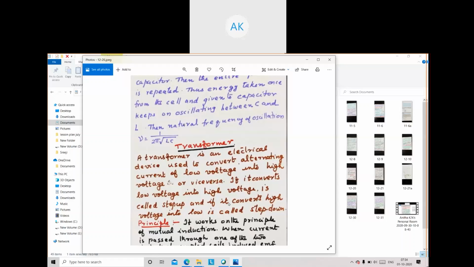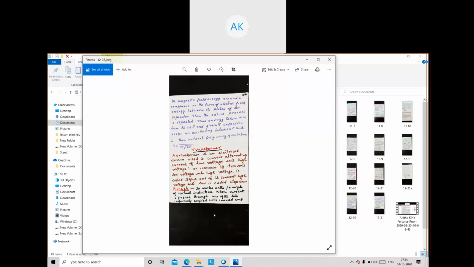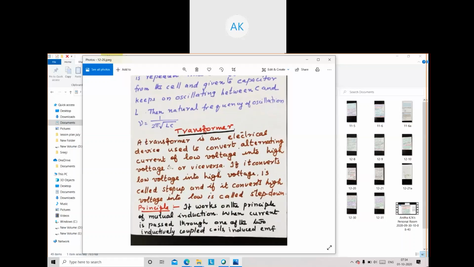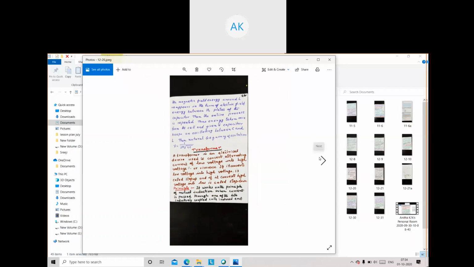Okay, first it is stepped up. Then it is transferred to the lines, and then when it reaches our nearby places, it will be stepped down. So step up transformer and step down transformer, both are required. So here, what is stepped up? Voltage. Low voltage into high voltage, or high voltage into low voltage. Okay, that is stepped up, increased or decreased. It works on the principle of mutual induction. When current is passed through one of the two inductively coupled coils, induced EMF will be developed in the other coil.